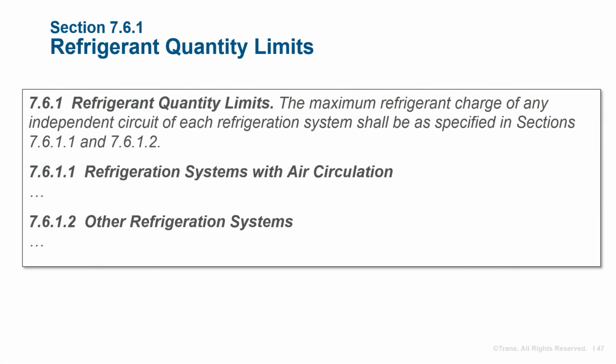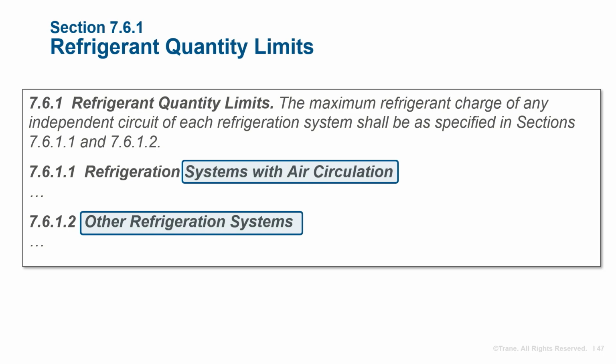However, depending on the application, it's possible that a specific requirement of Standard 15 could be more stringent than what's required by UL. Next, when a Group A2L refrigerant is used in the occupied space, the calculation of the maximum allowable charge is different, and is included in Section 7.6.1. This limit depends on whether or not the system has air circulation to disperse the refrigerant in the event of a leak. Let's first look at systems with air circulation.